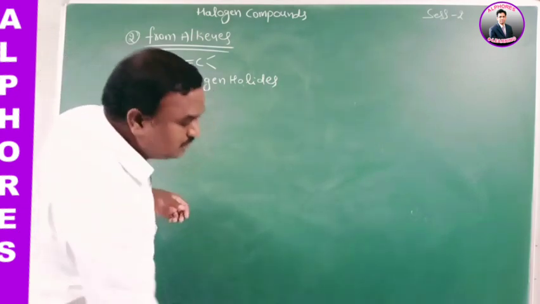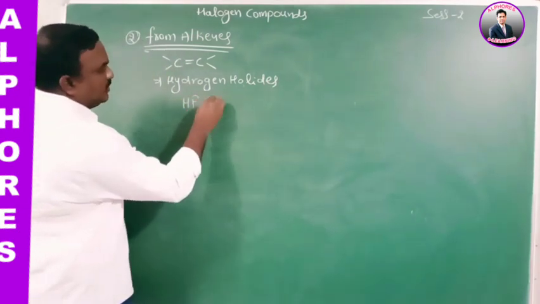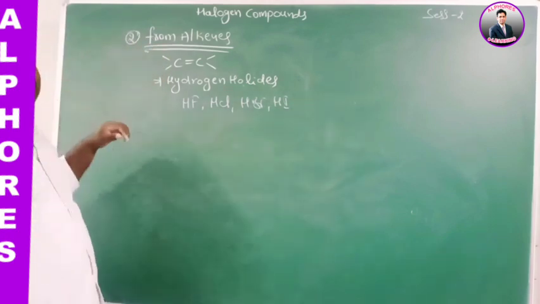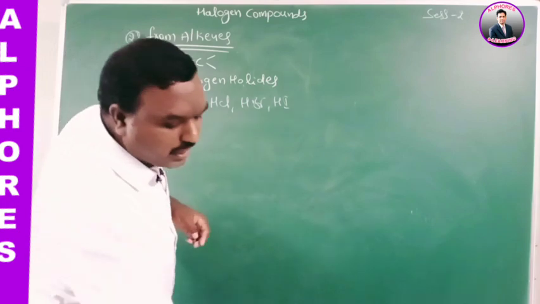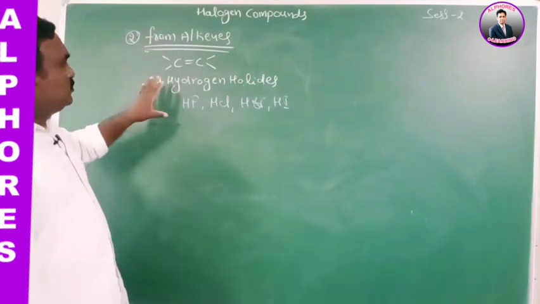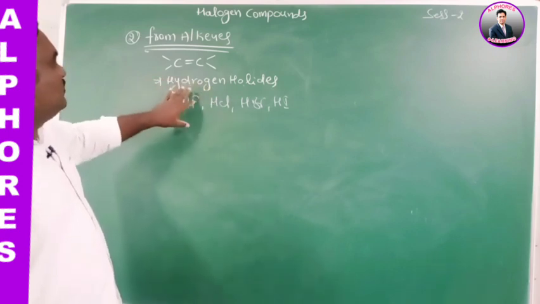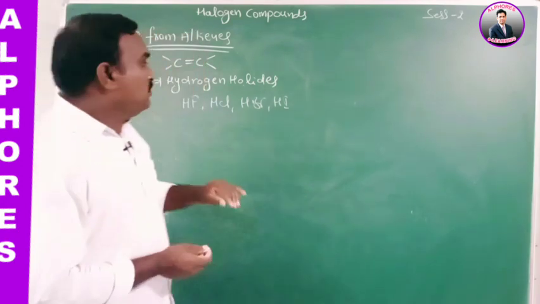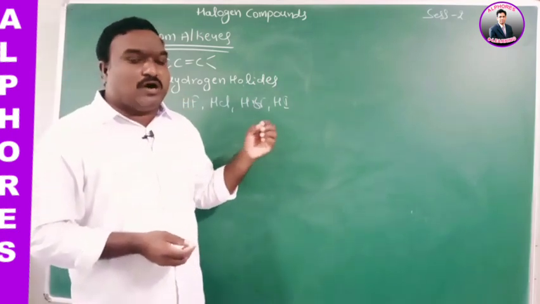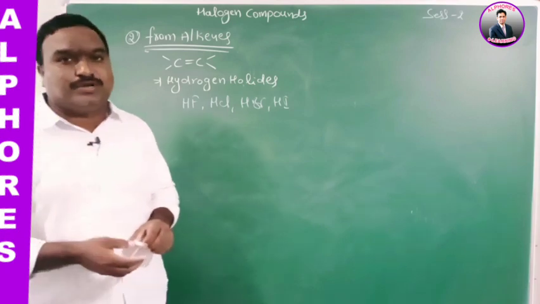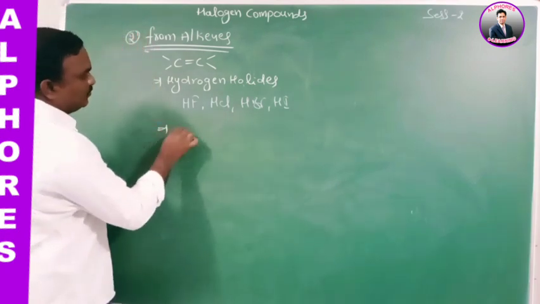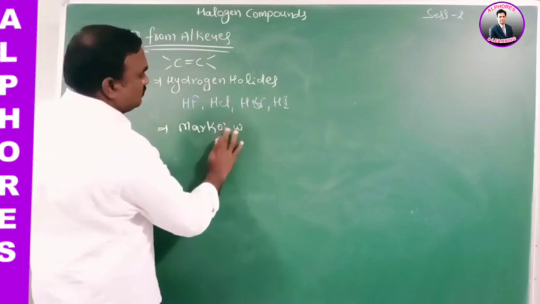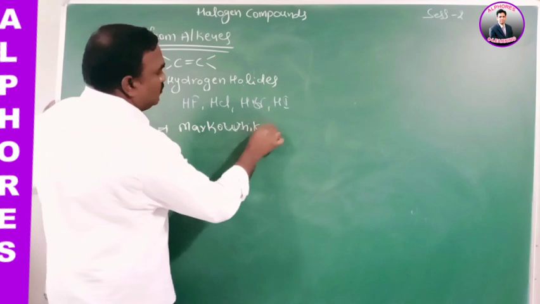Hydrogen halides means what here? Hydrofluoric acid, hydrochloric acid, hydrobromic acid, and hydroiodic acid. That is, hydrogen fluoride, hydrogen chloride, hydrogen bromide, and hydrogen iodide. So how to write the product? Based on the Markovnikov rule, we can write the products. Electrophilic addition reaction is given, so always we have to write the product based on the Markovnikov rule.